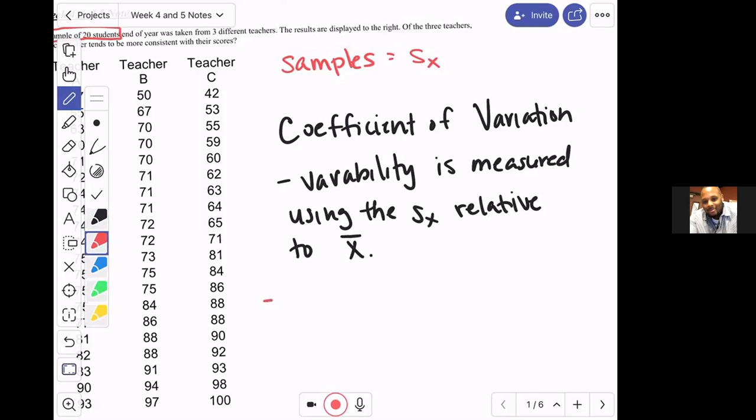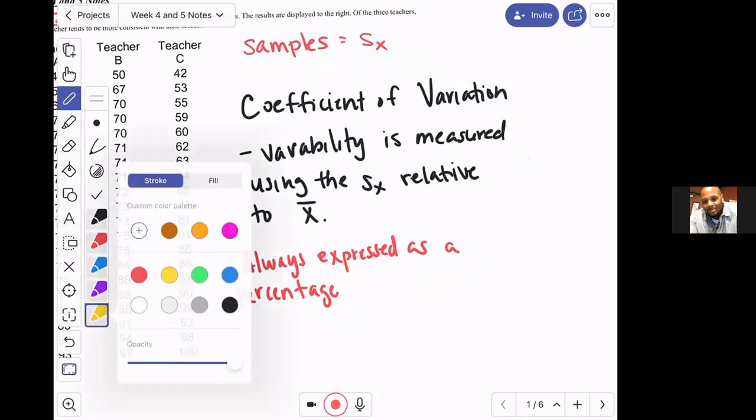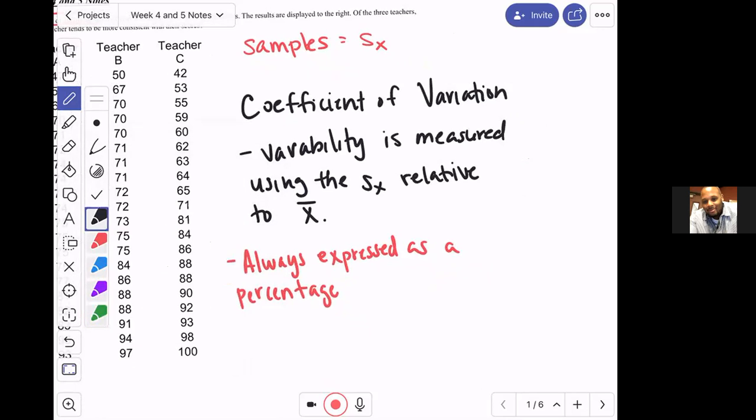And it's always expressed as a percentage. And the value itself is equal to this: the coefficient of variation, CV, is equal to the standard deviation, S of X, over the mean, X bar, times 100.